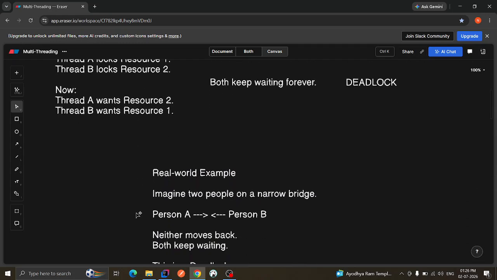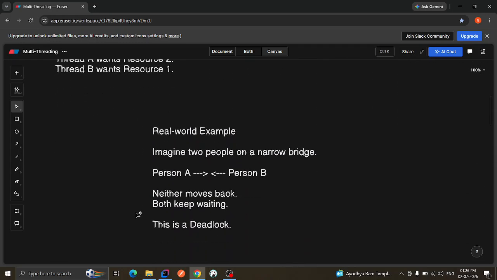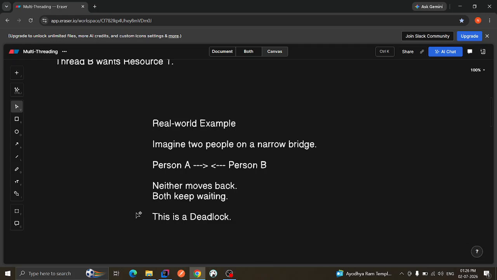Now a real world example. Imagine there is a narrow bridge and there are two people on the narrow bridge. One person is coming from the left side and another person is coming from the right side. They meet in the middle, right? Then neither person A nor person B goes back. They will keep waiting in the middle. So this situation we call deadlock.